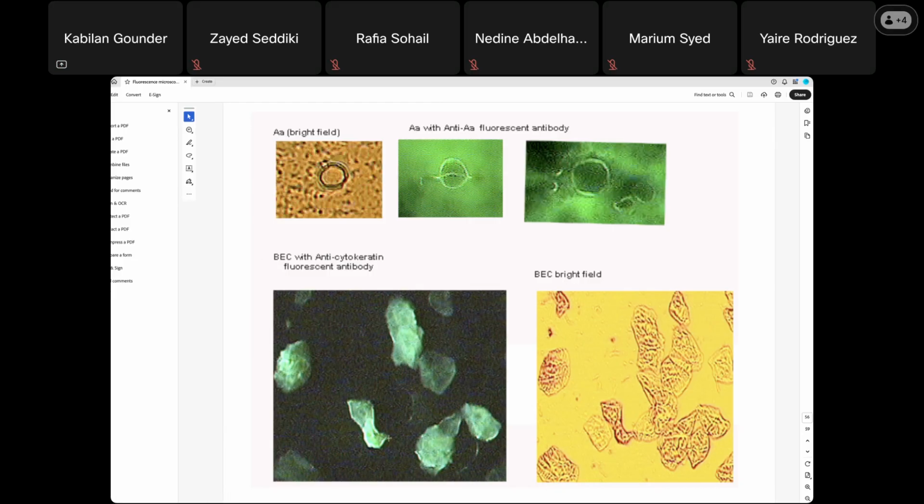Similarly, if you study buccal epithelial cells with the anti-cytokeratin, you can see the whole cell fluorescent because the protein is expressed ubiquitously in the buccal epithelial cells. This is the bright field microscope image of these buccal epithelial cells. So this is a basic understanding of how important fluorescence is, how the conjugated antibody interacts with the antigen, and then you can see its expression.